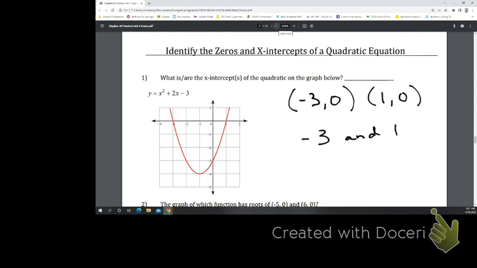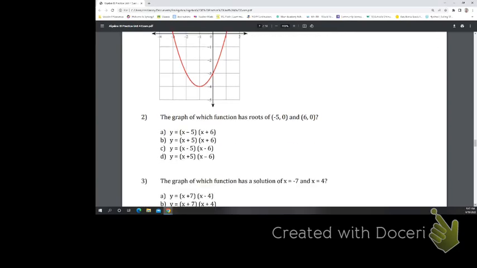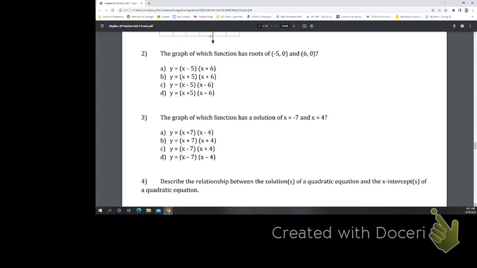I don't really like seeing it in an ordered pair because it looks like it's a point. But you can put either of those things that I just wrote. You could put x equal -3, x equal 1.